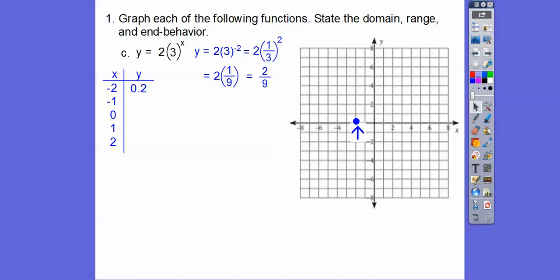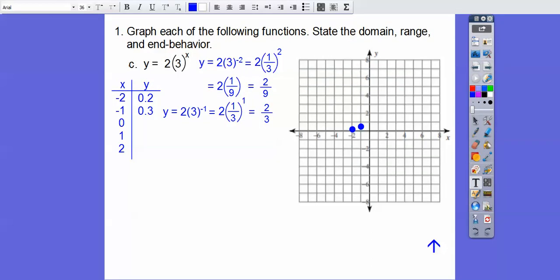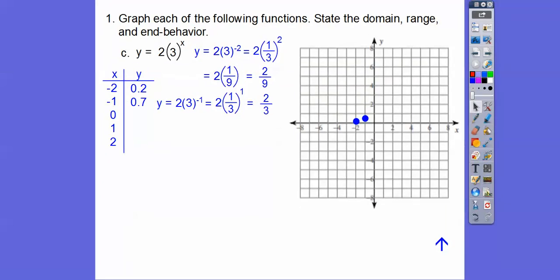Okay, let's plug in -1 now. So 3 to the -1 is going to be 1 over 3 to the +1, and 2 times 1/3 is 2/3, which is 0.6 something. Golly, I'm making all kinds of mistakes. So 0.67 or something. 2/3 up, okay? You saw my cheater stuff right there. Anyway, so that should be a 0.7. So to the left 1, up 0.7 right there, okay?